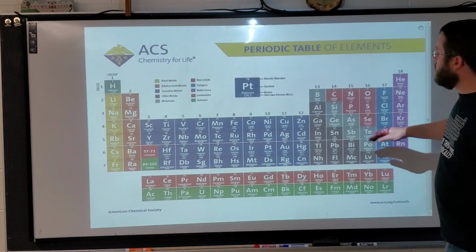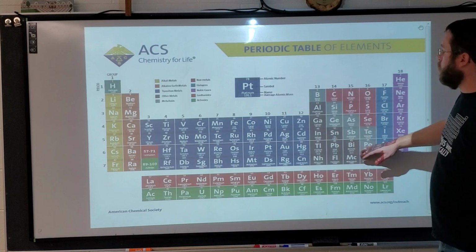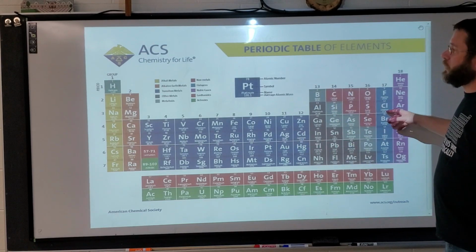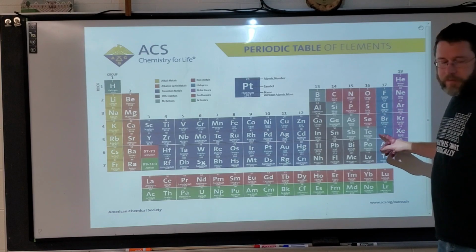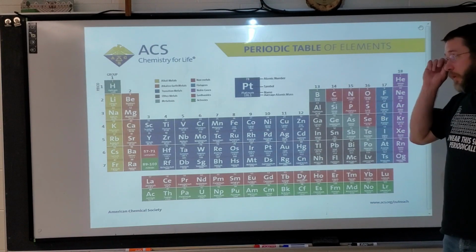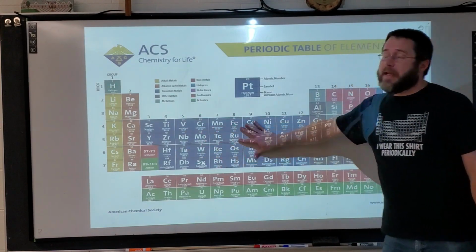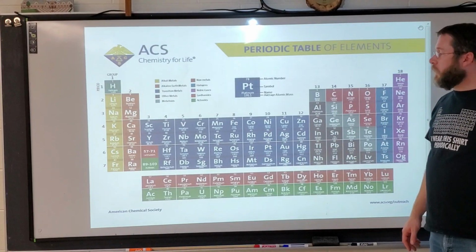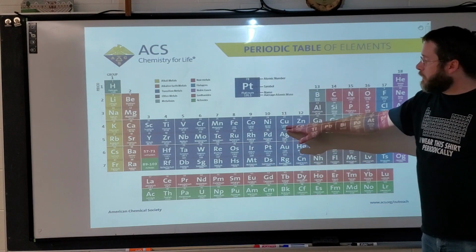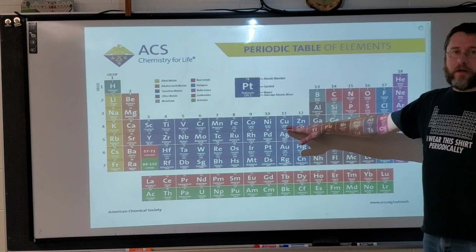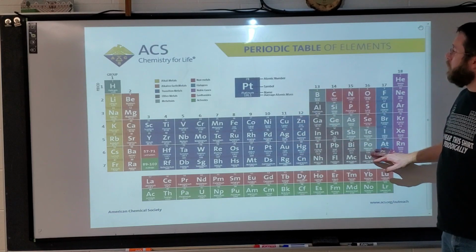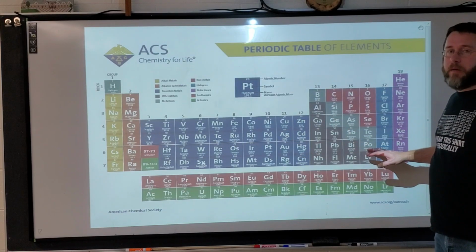Over on this side, we talked about our metalloids, where they share some properties with the metals, and then they also share some properties with the non-metals. Okay, another important property of our metals is that they are good electrical conductors. So we look here, we have copper, that's the wiring in our house. Okay. The metalloids have that same property.